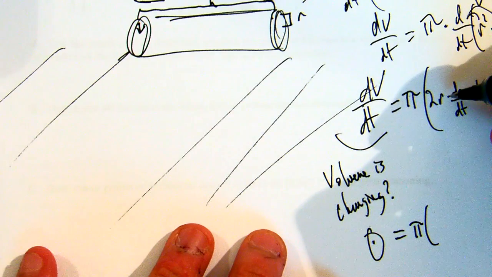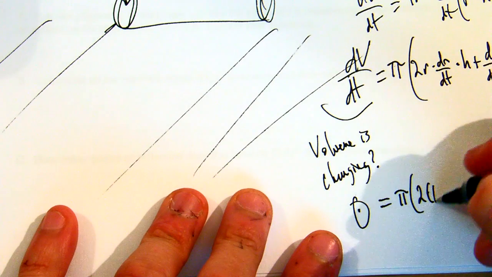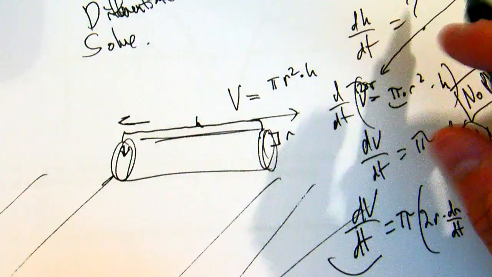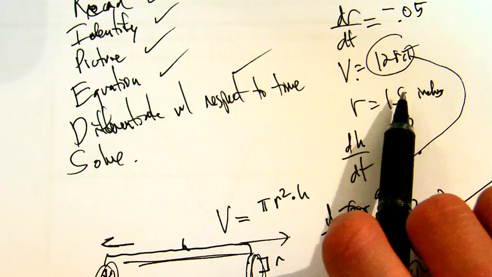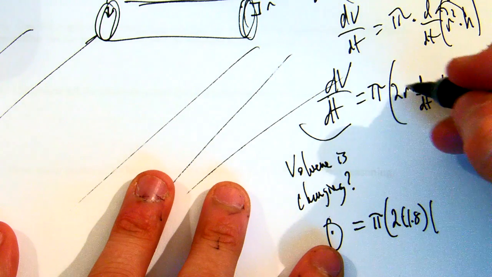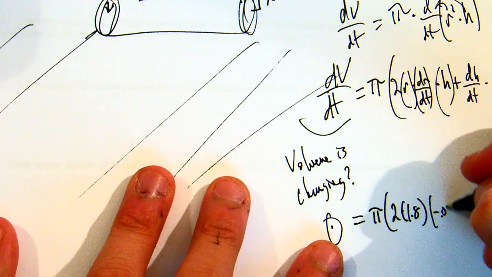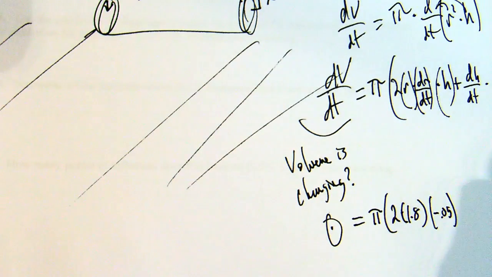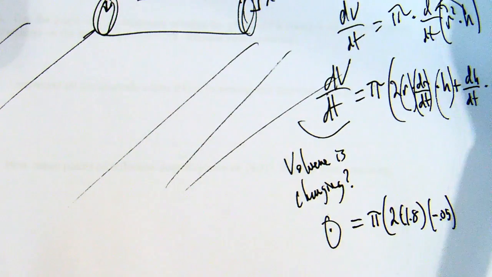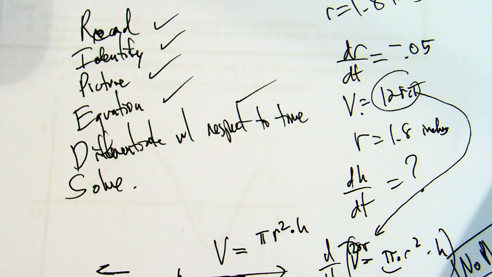We know r is 1.8. That was given in the problem. R was 1.8 inches here. So 2 times 1.8 times dr dt is, where is it? There we go. Negative 0.05. There's the dr dt. I'm just plugging this stuff in here. Times negative 0.05 times h. So this h may be an issue because h was not given anywhere. Not directly anyways. So how would we find h?